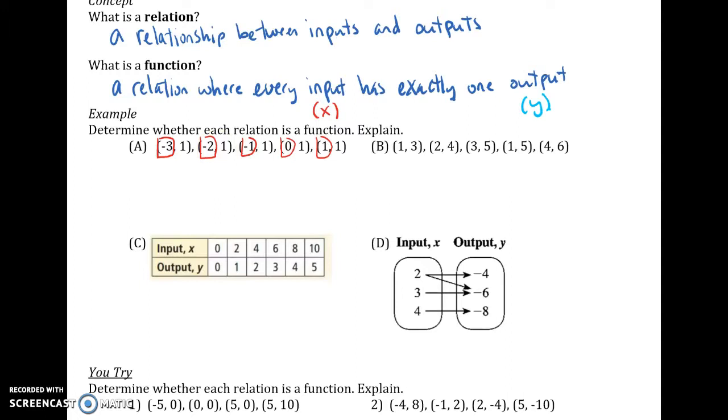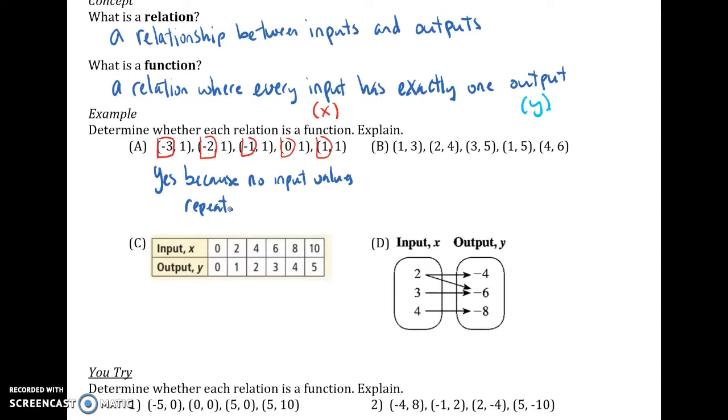So we are okay. The y doesn't matter, right? They are all the same numbers, which is fine. What matters is that every input, the x, only has one output. So each x can only have one unique y, but they can have the same y's, which is fine. So here we would say yes, because no input values repeat. And you can also say x values.